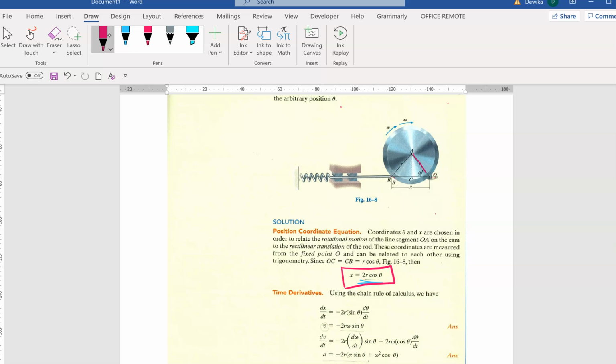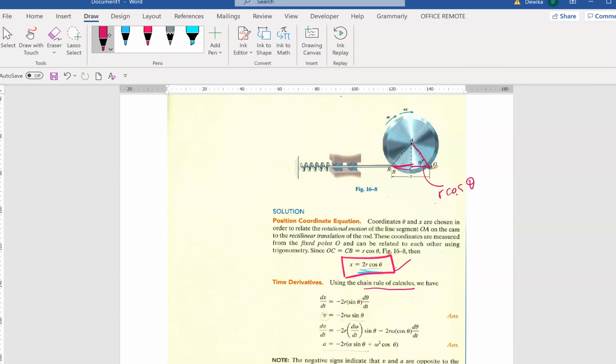Because here is r, distance r. When you drop here, it is 2r. This is r cos theta, but it's twice the distance, so that's why it is 2r cos theta. Using the chain rule of calculus, your calculus should be good, you can differentiate this and find v. Because this is x in terms of r and theta, but you have to differentiate with respect to time, that's why it's unique and you have to use the chain rule. You get your v, and you differentiate again to get your a.